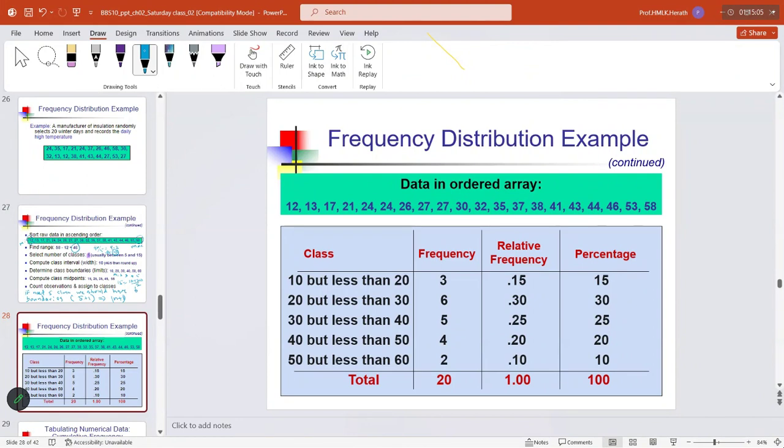If we investigate a data set, we have 3 data points in the first class, 6 data points in the second class, 5 in the third one, 4 in the fourth one, and 2 in the last one.